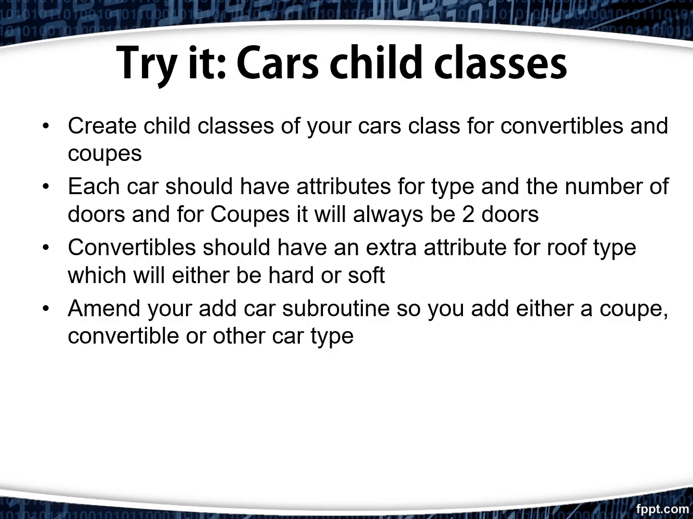Now it's time for you to try it for yourself by expanding on the program you made to create car objects. Create child classes of your cars class for convertibles and coupes. Each car should have attributes for the type of car that it is, as in a convertible or a coupe, or some other type, and the number of doors, and for coupes, that will always be 2 doors. Convertibles should have an extra attribute for roof type. This will either be hard or soft. Amend your add car subroutine so you either add a coupe, convertible, or other car type.